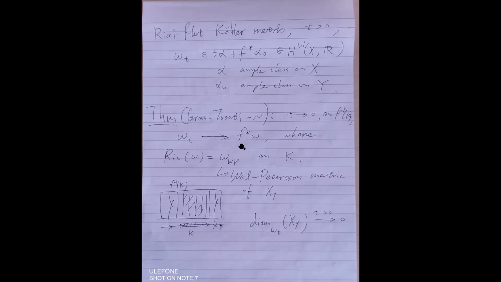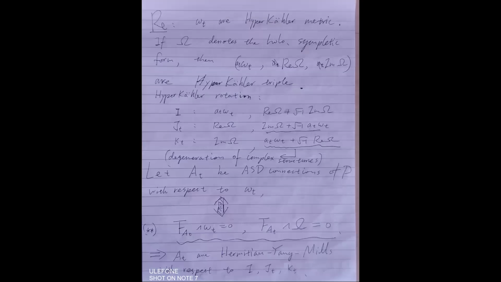And this thing is convergence. So what's the implication of this? If we look at the regular fiber, the diameter of this fiber, when t tends to 0, actually shrinks to 0. So it looks like the adiabatic limit case, the product case, right? So that's our setup.